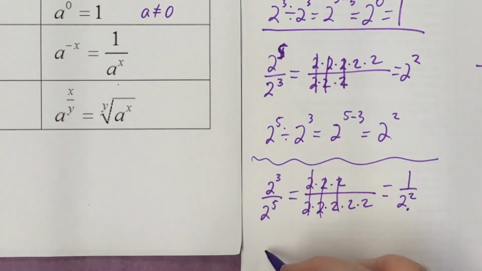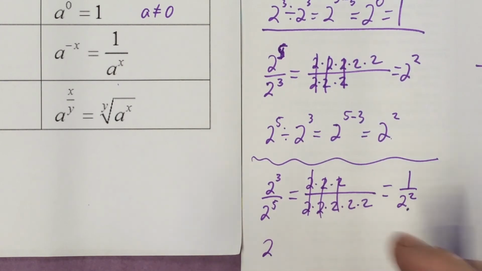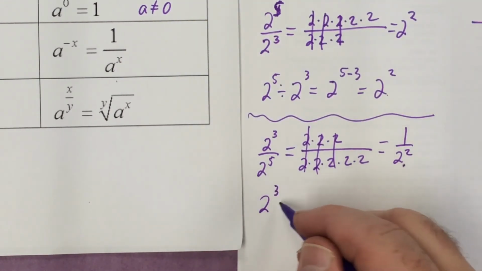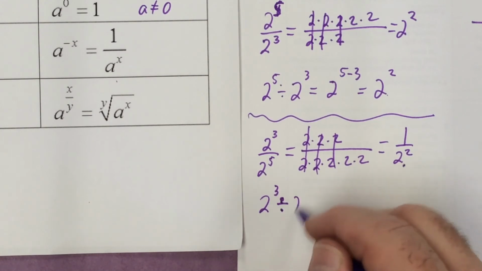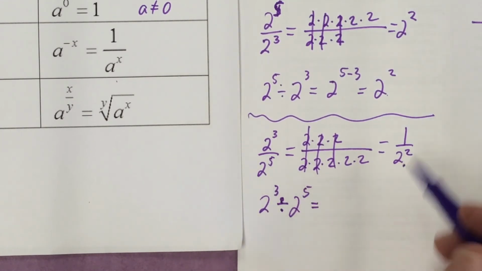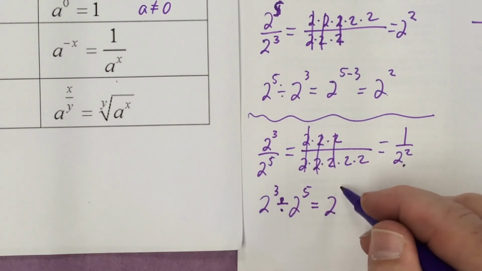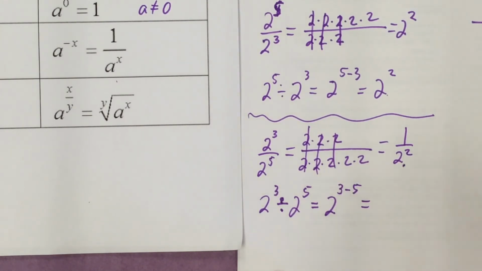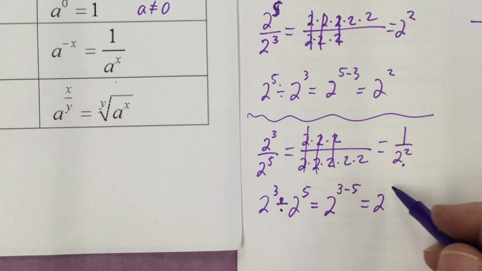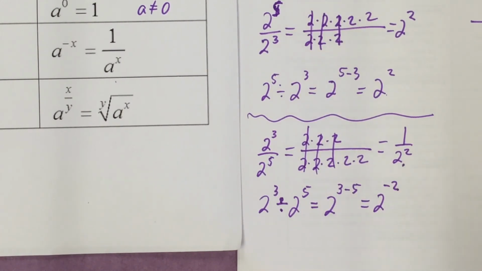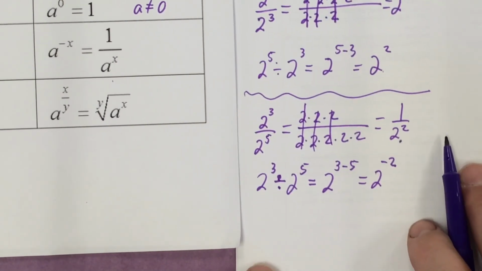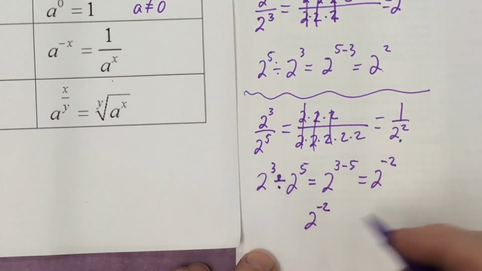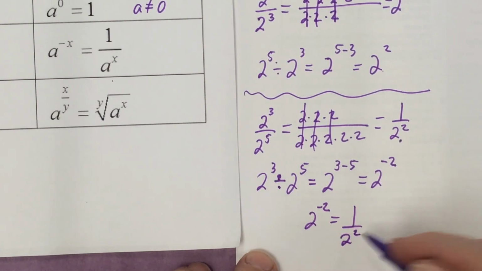Writing this out lengthwise, we would have 2 to the 3rd divided by 2 to the 5th. The rule tells us this would be 2 to the 3 minus 5, and for that result we get 2 to the negative 2. So these answers look different, but in fact they are identical to each other. Hence, since we did the same problem and obtained these two answers, we can say 2 to the negative 2 is equal to 1 over 2 to the second.